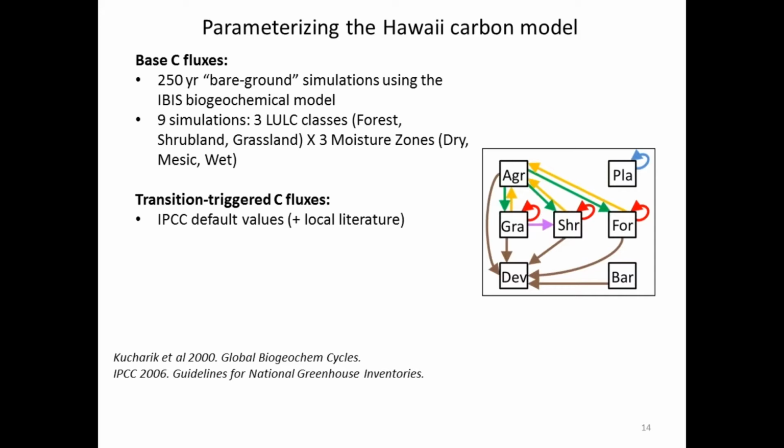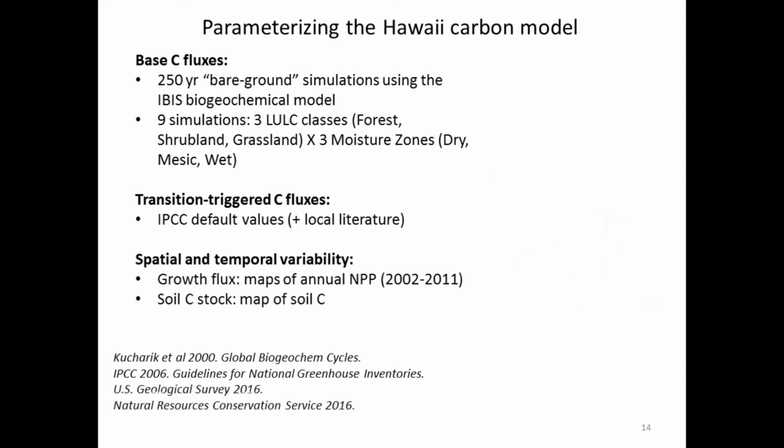We also had to come up with rates of change in carbon, the movement of carbon in response to some of those transitions, into urbanization, wildfire, that kind of thing. And for that, we just turned to IPCC default values for rates of carbon flux in response to different transitions.